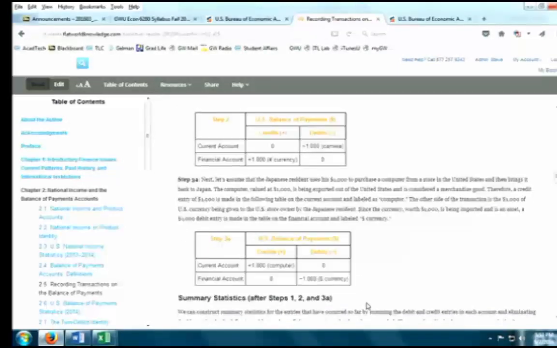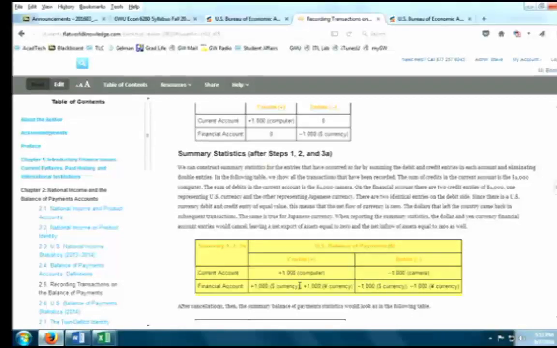All right, now what we might want to do, and is what statisticians would do, is not look at each individual transaction, but look at the net effect after all of these transactions have been made and say, what happened over the course of these three transactions? Well, the summary statistics after steps 1, 2, and 3 will look something like this. We've got a $1,000 computer export. We've measured a $1,000 camera import. We've got $1,000 going out and $1,000 in yen going out at one time or another. And we got $1,000 coming in, and we got $1,000 in yen coming in at one time or another.